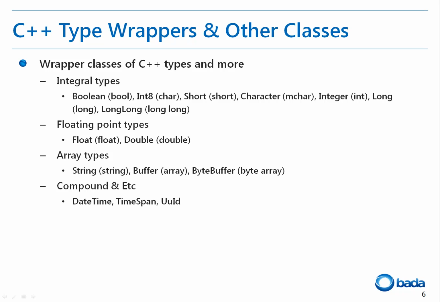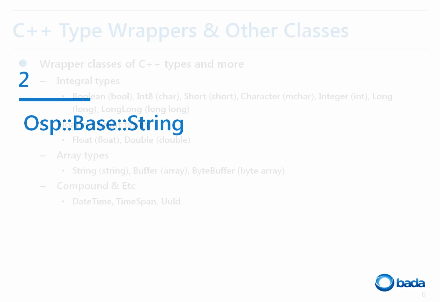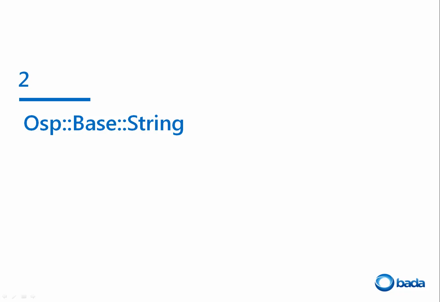In the base namespace, the wrapper classes for C++ types are implemented, namely Boolean, int8, short, character, integer, long, long long, float, and double floating point. Additionally, the string, buffer, and byte buffer types have been implemented so that they can be used for arrays. Also, the datetime, time span, and UUID types have been implemented. Let's have a look at the string type in more detail.